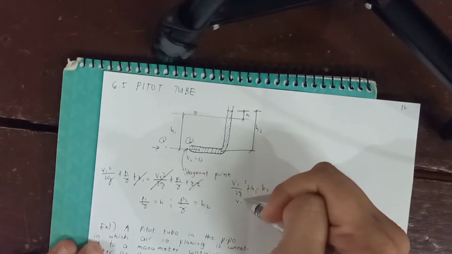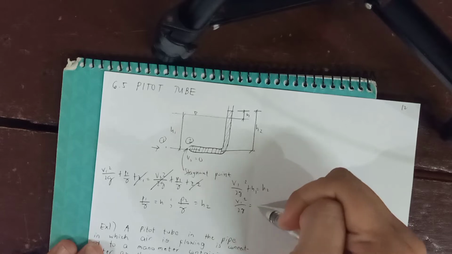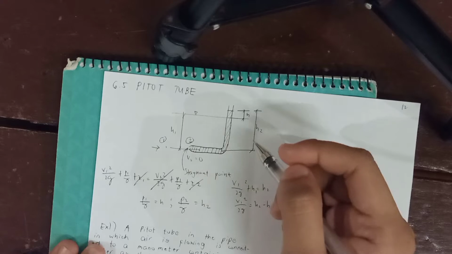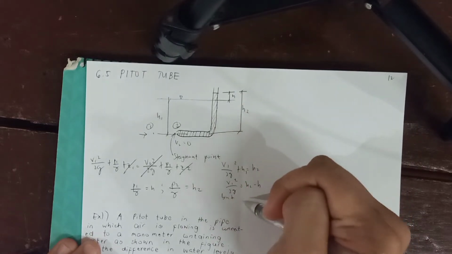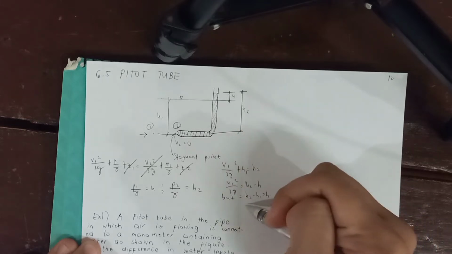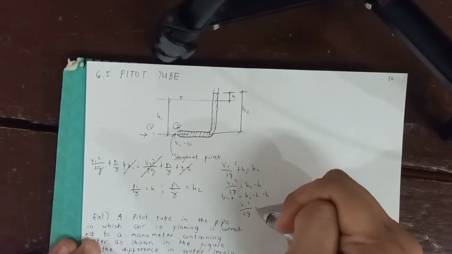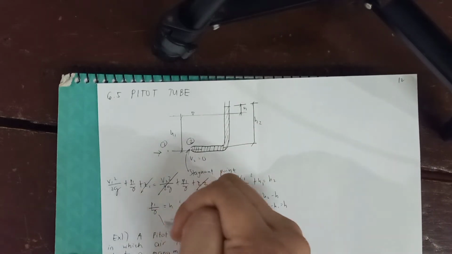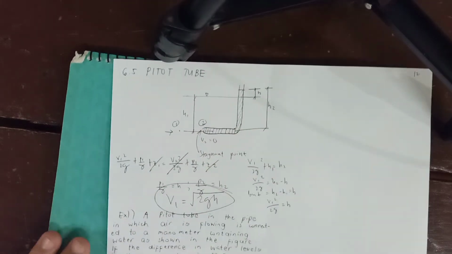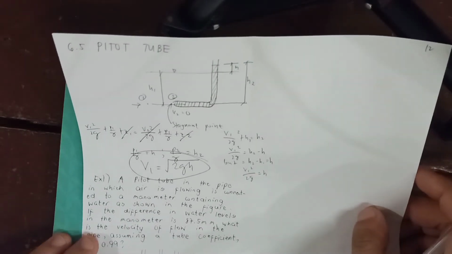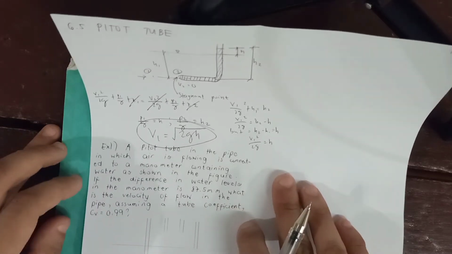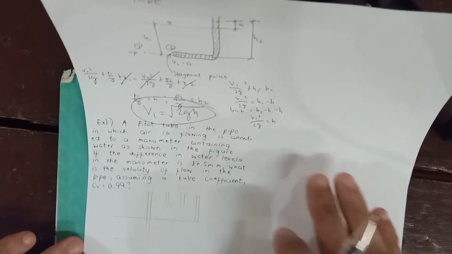And V sub 1 squared over 2g equals to H sub 2 minus H sub 1, but H sub 2 minus H sub 1 is H, so therefore V sub 1 squared over 2g equals to H. Or simply, V sub 1 equals to square root of 2gH. So, may ang formula for Pitot. So, para masabtan ninyo, no? Pagtaman, so there is a problem.